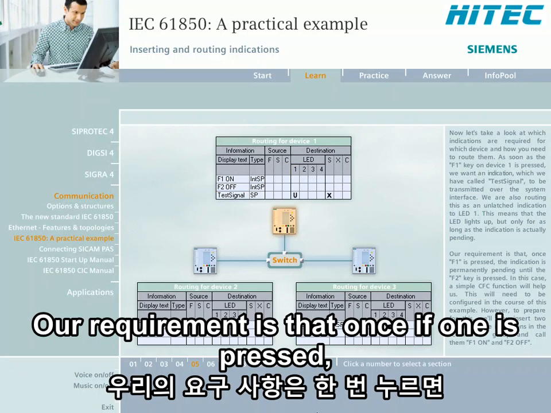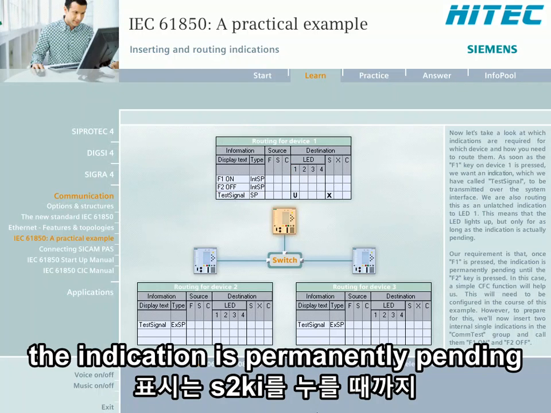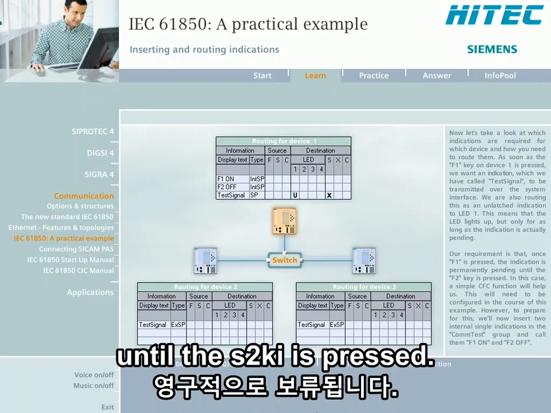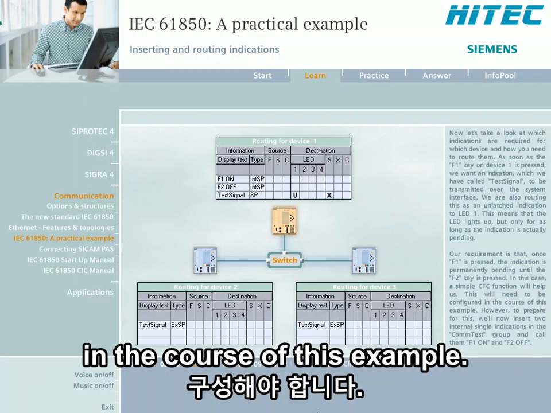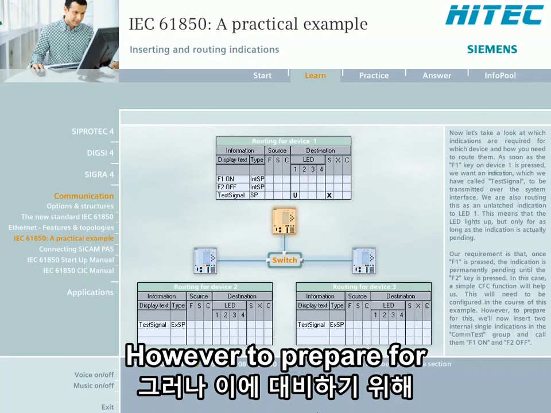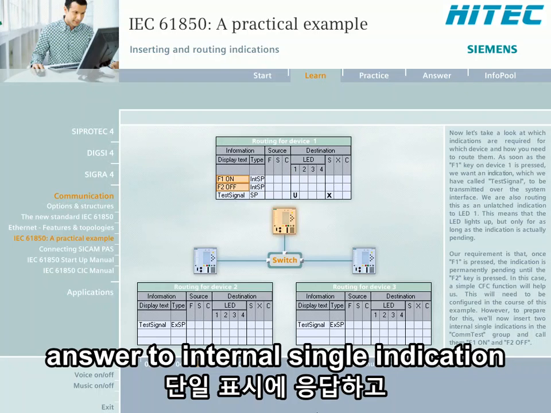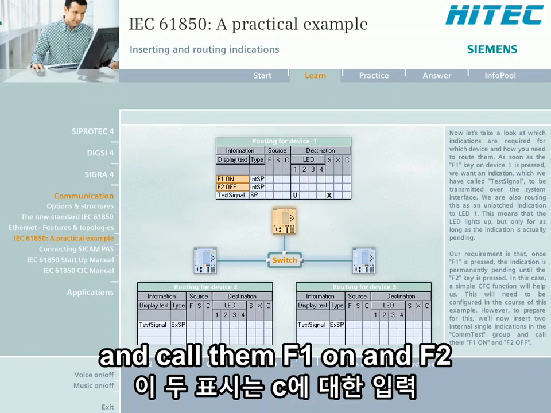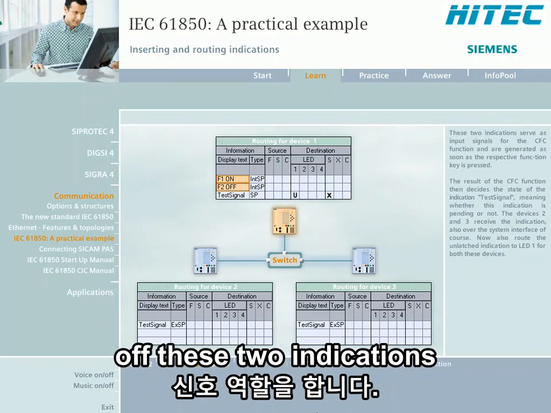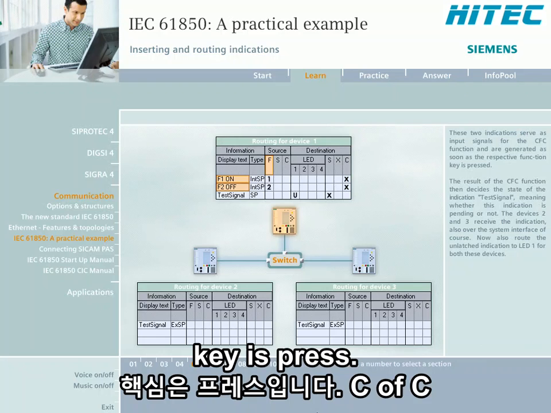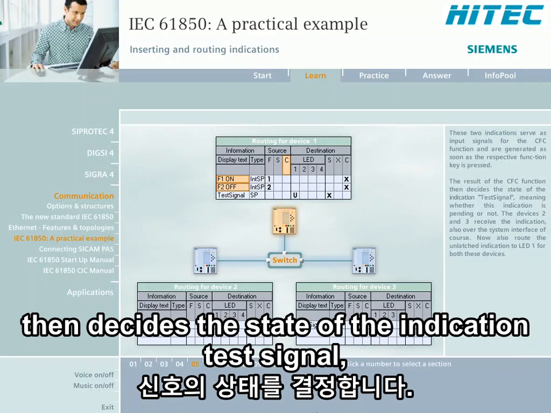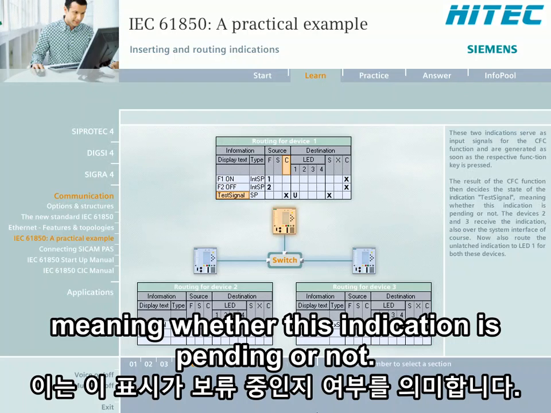Our requirement is that once F1 is pressed, the indication is permanently pending until the F2 key is pressed. In this case, a simple CFC function will help us. This will need to be configured in the course of this example. However, to prepare for this, we'll now insert two internal single indications in the COM test group and call them F1 on and F2 off. These two indications serve as input signals for the CFC function and are generated as soon as the respective function key is pressed. The result of the CFC function then decides the state of the indication test signal, meaning whether this indication is pending or not.